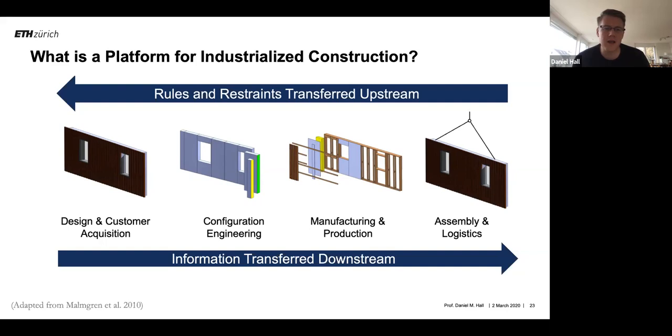So you're not designing a building that you then give to the manufacturers and they say, look, we can't build this, and then you have to go through this whole rework process and redoing. A platform is meant to be a specific way that you embed rules and restraints and transfer them upstream, and in that way you're able to improve the platform. And then you keep iterating and making the platform better and better from project to project. So all your knowledge gets embedded into the platform.